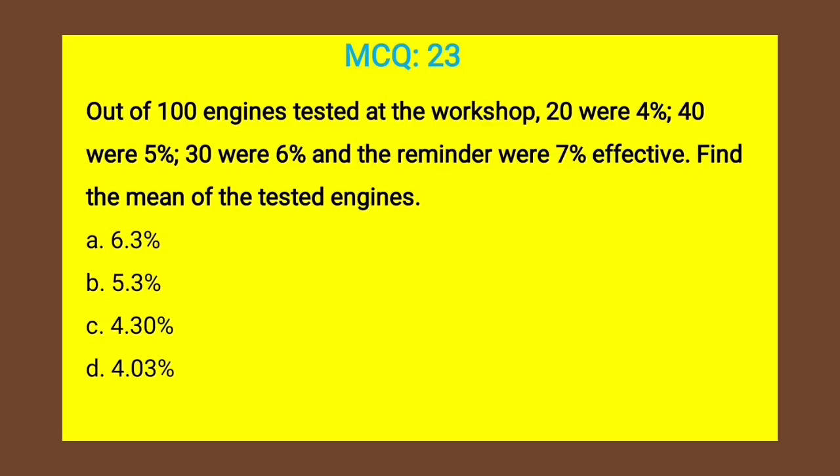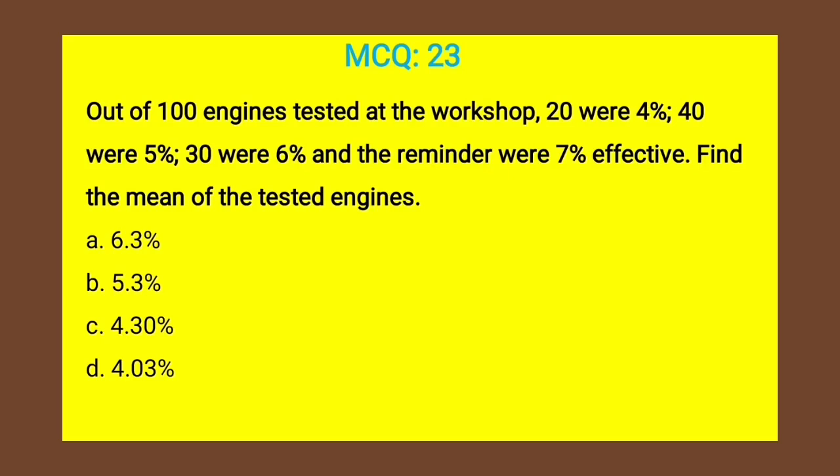Here you have been carrying a weight. You have a weight that has been assigned in terms of their effectiveness. 20 were 4% effective, which means that these machines were not all that great in terms of their efficiency. Because if you test for it, 20 were 4%, then it means that there's something wrong with the machine.